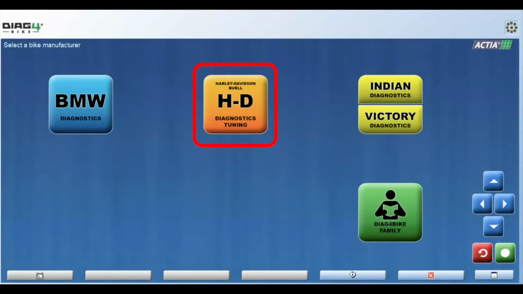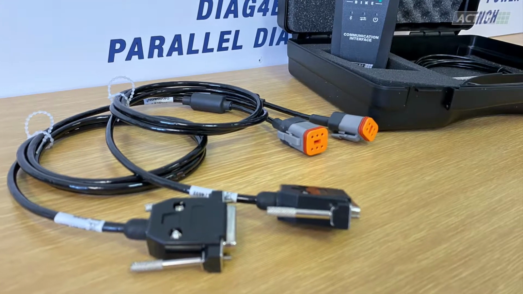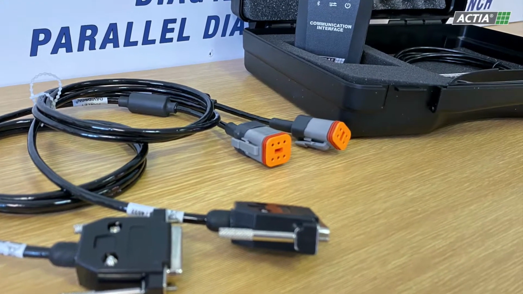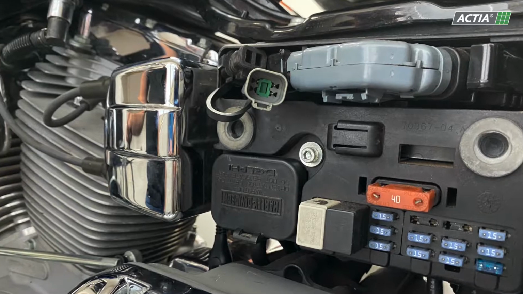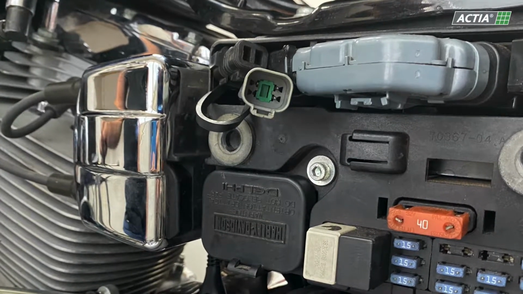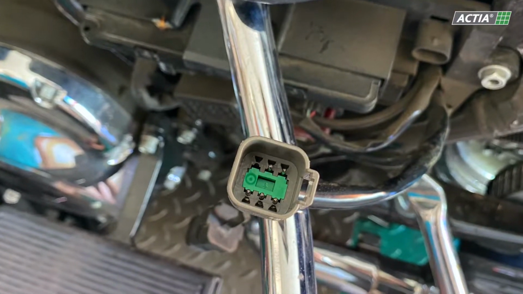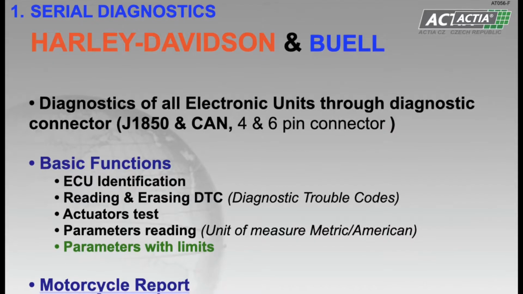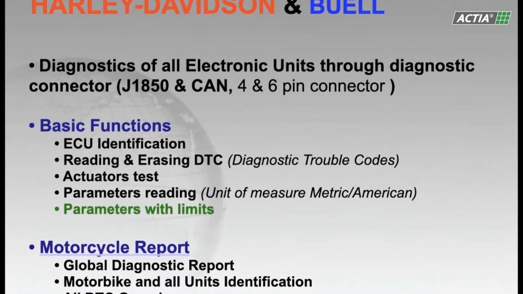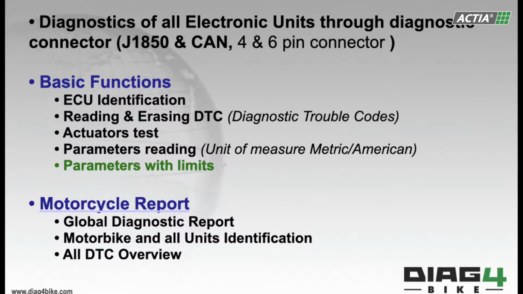Diag4Bike Diagnostics currently focuses primarily on Harley-Davidson motorcycles, including Buell. Serial diagnostics of Harley-Davidson motorcycles is supported by all control units with J1850 and CAN protocols. In other words, motorcycles with 4 or 6 pin diagnostic connectors. Diag4Bike almost exclusively displays information provided by the motorcycle's control unit.